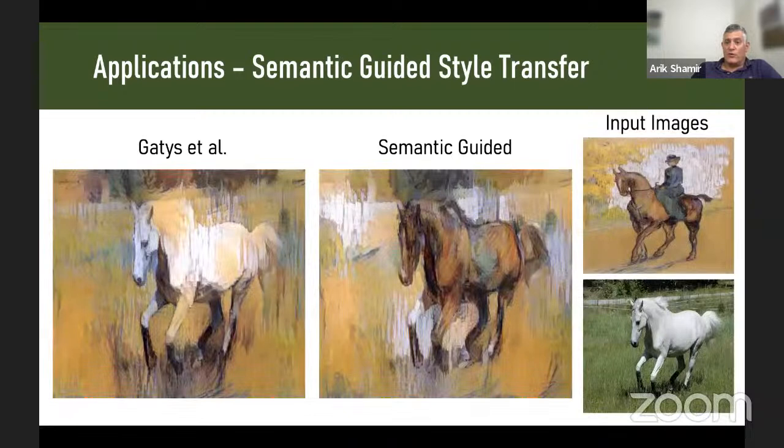Similarly, here you can see the horse, right? So you have an image of a brown horse and a photograph of a white horse. If you just use style transfer without semantic knowledge, you get a white horse. And if you do, you get brown horses.